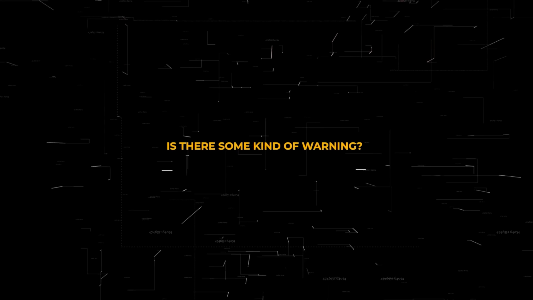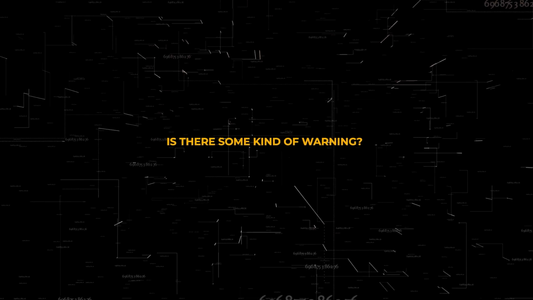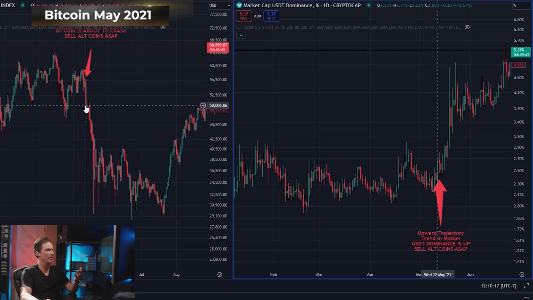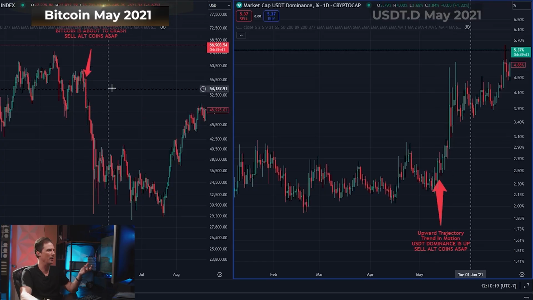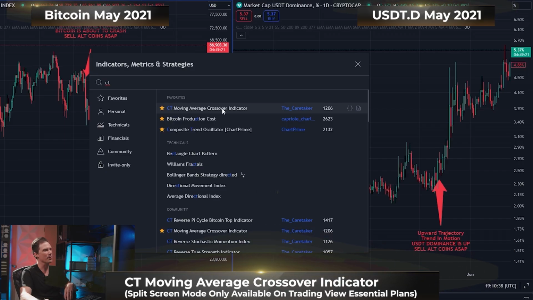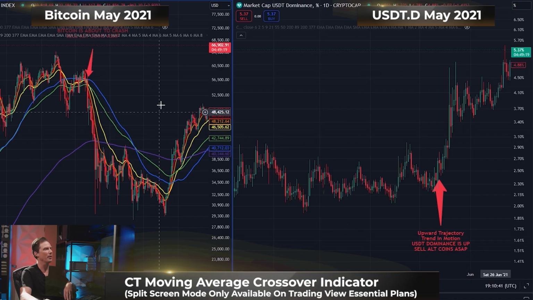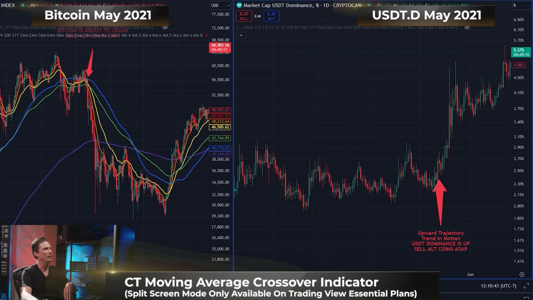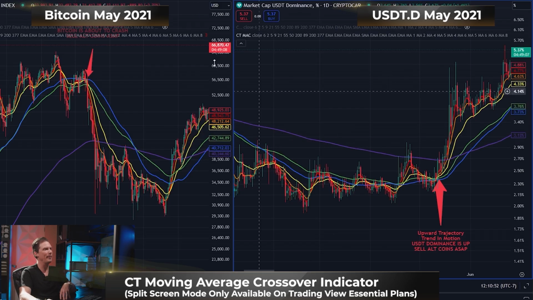So how can we have some kind of warning before we take action a little too late? How can we get out a little bit earlier instead of maybe losing 15% first? Well, I'm going to switch on our CT moving average crossover indicator on both of the screens, on the left one and on the right one. I'm not going to really worry about this purple line.